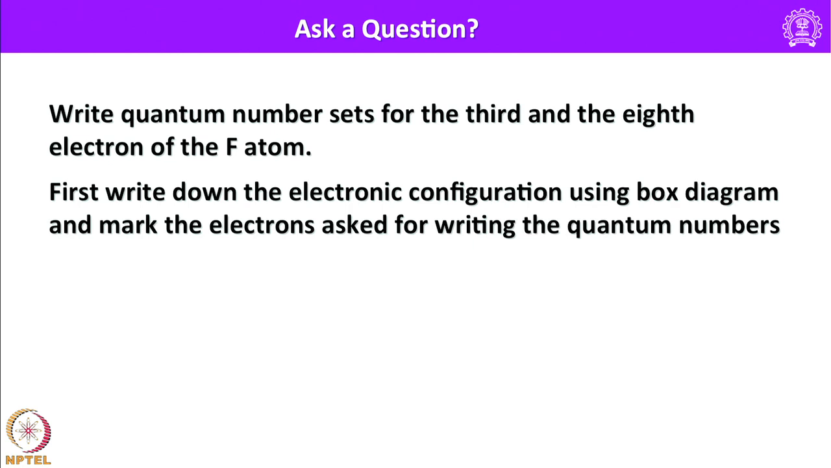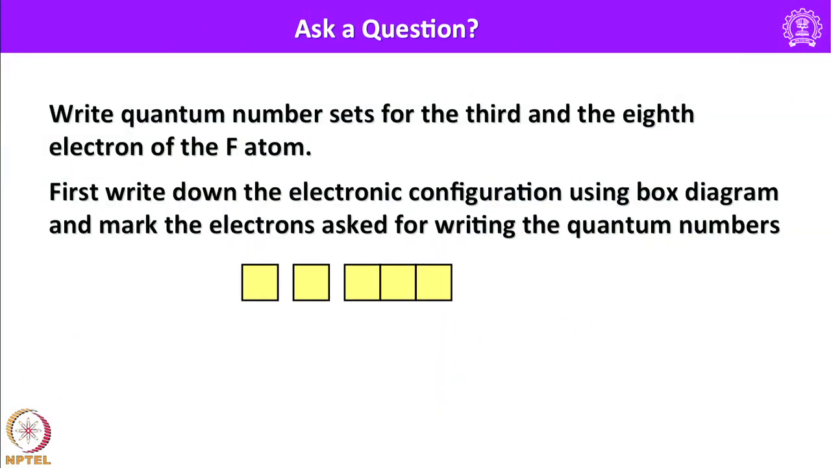Here the question asked is to write quantum number sets for the third and the 9th electron of the fluorine atom. That means, first we have to write the electronic configuration and identify the electrons for which we have to write all the quantum numbers. It is convenient to write in the form of boxes. So, label them 1s, 2s and 2p and then fill it. Now we have 9 electrons. We have to identify that the third electron is from the 2s and the 9th electron is from the 2p. So, for this one we have to write now.